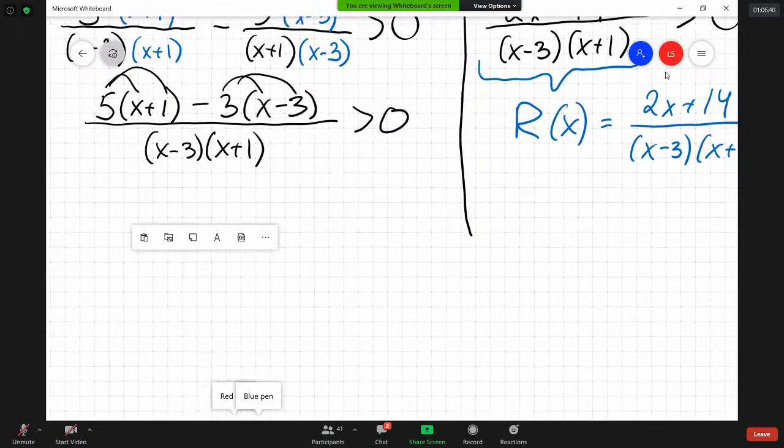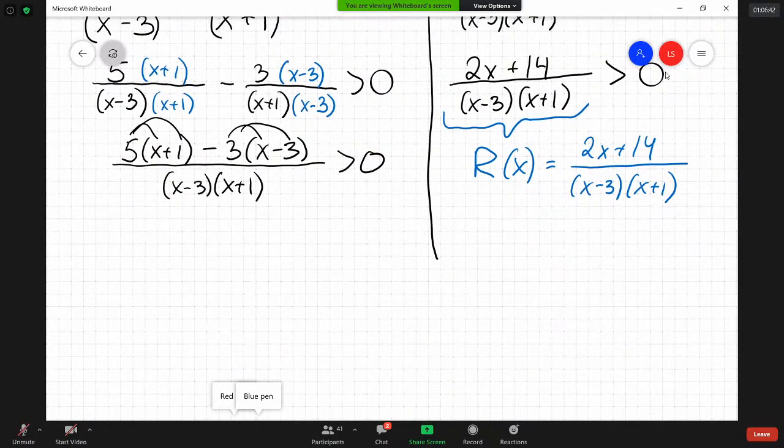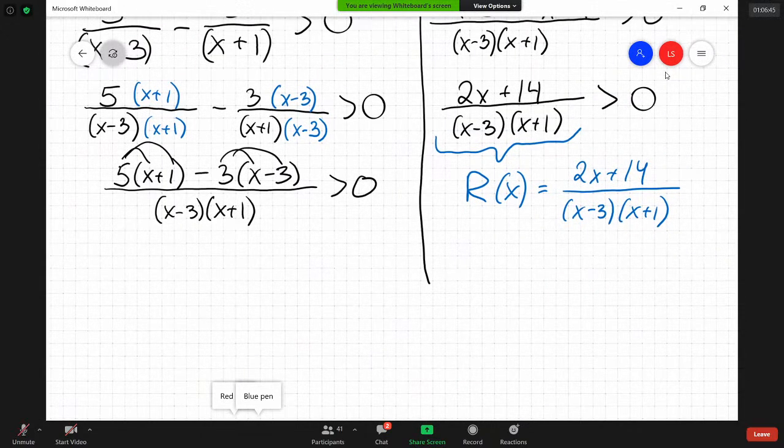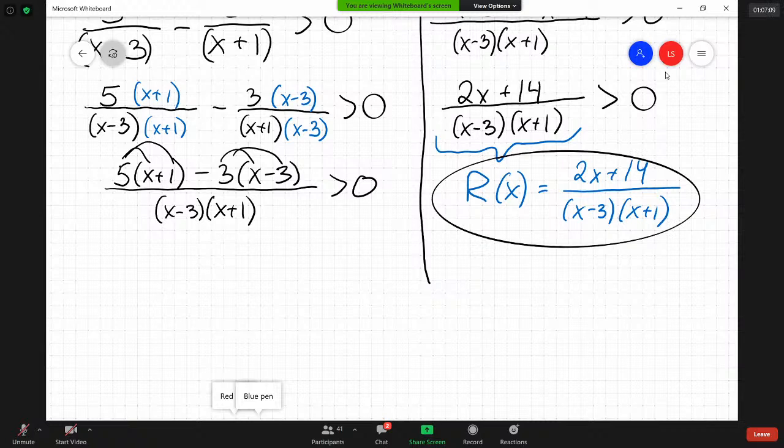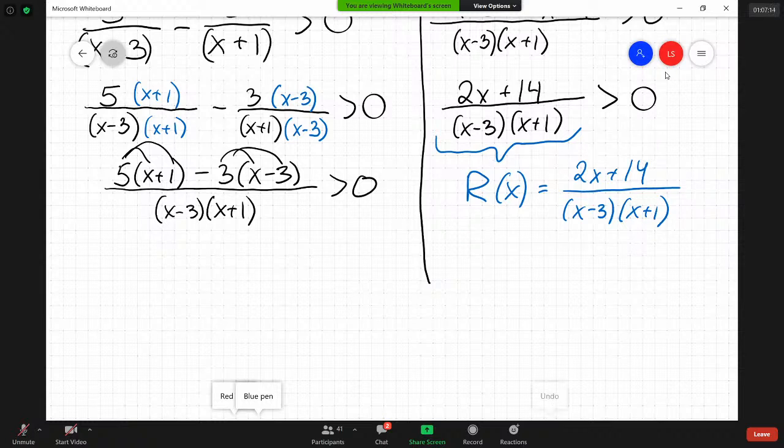All right, I think what I'll have to do now is give you guys a break and time to finish this one as well, and then hopefully it'll cool down enough for me to continue after that. So make sure you write down in your notes where we currently are. You have this 2x plus 14 over x minus 3 times x plus 1. That's our new form that we were after. And I'll have to turn this off for now.